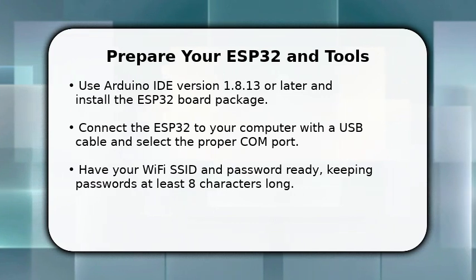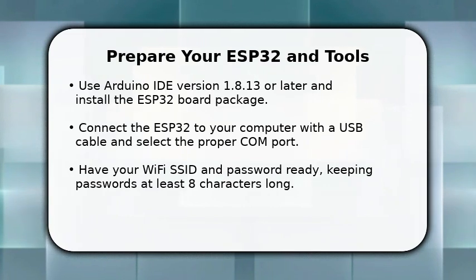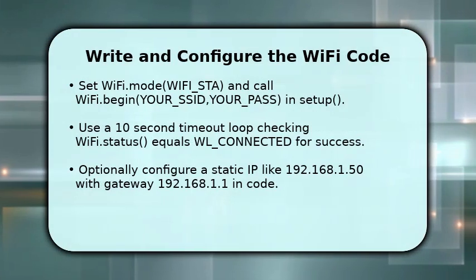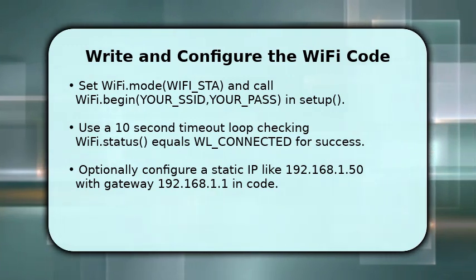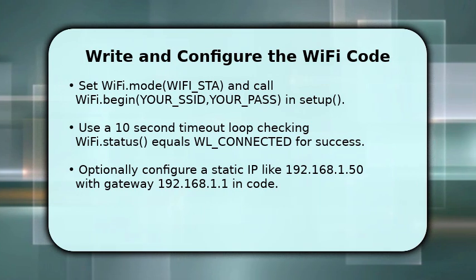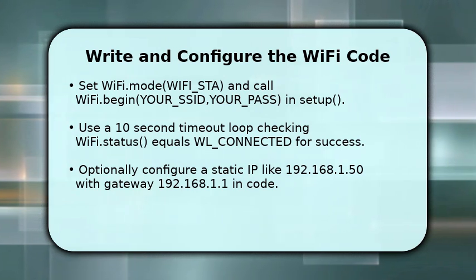Now write and configure the Wi-Fi connection code inside your sketch. Set WiFi.mode(WIFI_STA) and call WiFi.begin with your SSID and your pass to start the connection. Use a 10-second timeout loop checking WiFi.status. Status equals WL_CONNECTED for success, and break the loop when connected.